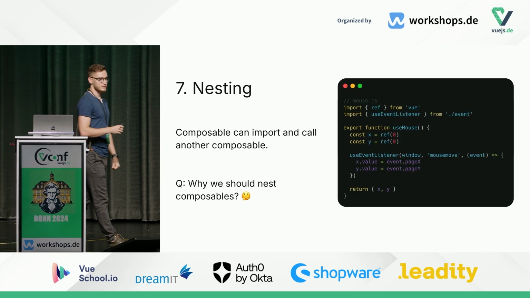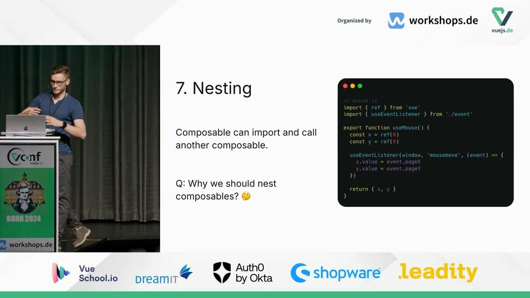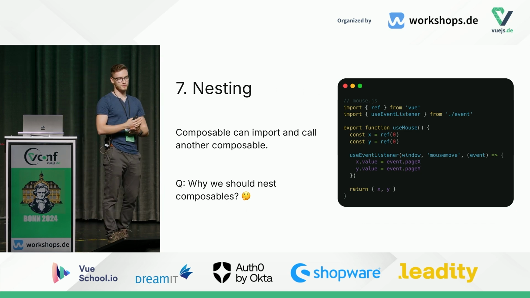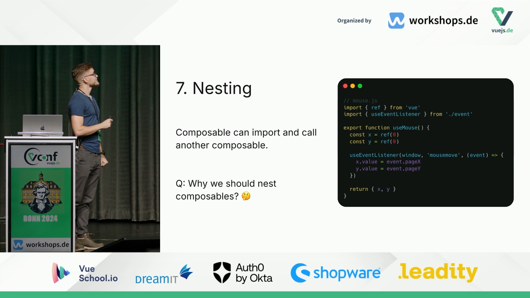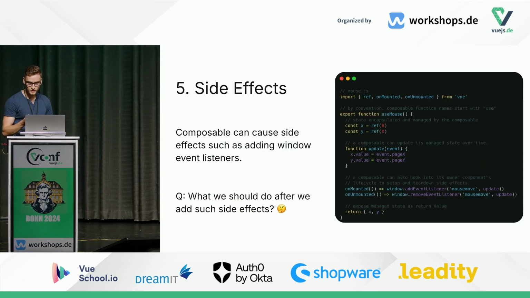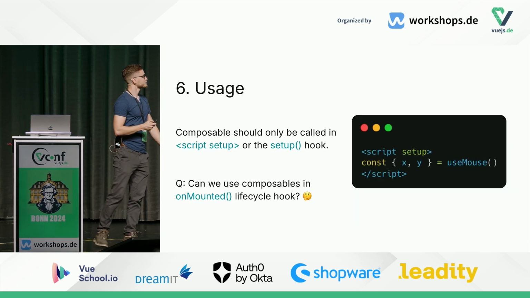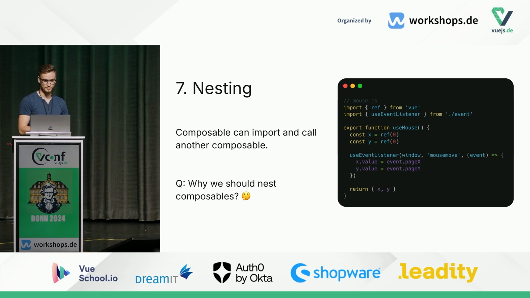Composables can be nested. If one composable is growing inside, the size of it is growing, the complexity of the code inside the composable is increasing, we can extract certain code into different composables and then use them accordingly. In this particular case, we have a useEventListener composable that is handling basically the onMounted and onUnmounted functionality from this code block. And it is nested inside the useMouse composable.